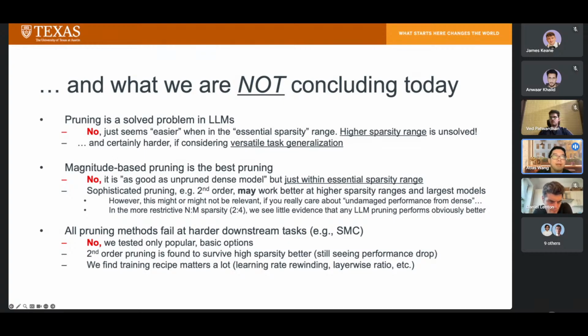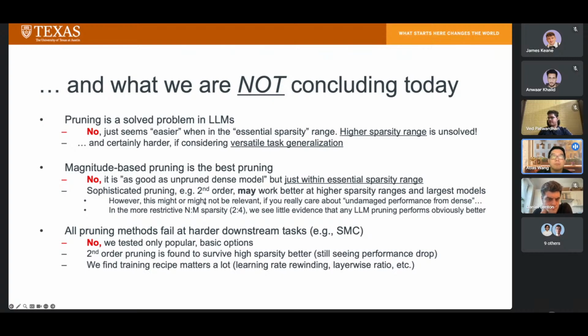And did I say magnitude pruning is the best pruning? No, I didn't say that. I only said it's as good as the unpruned dense model, but just within the essential sparsity range. As I keep emphasizing, other respectable works, such as SparseGPT, which utilizes a second-order pruning method, may work better at a higher sparsity range and may work better at larger models.